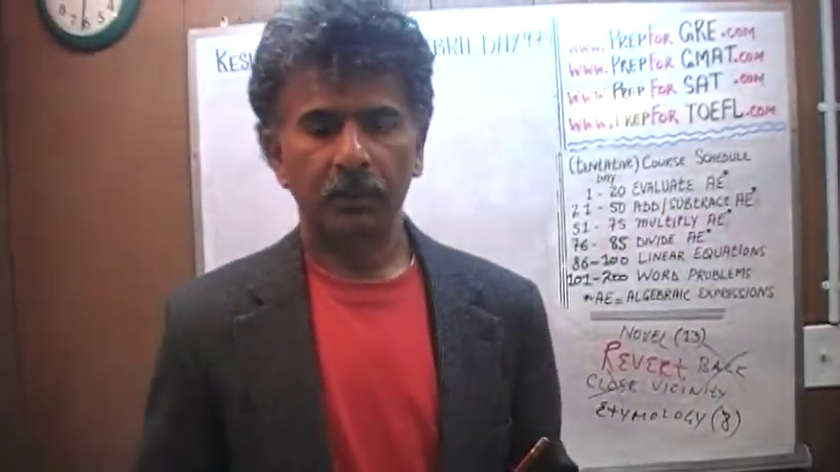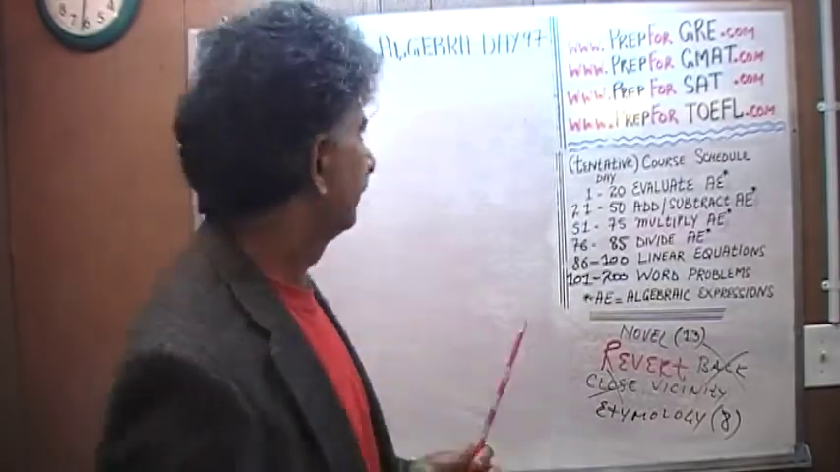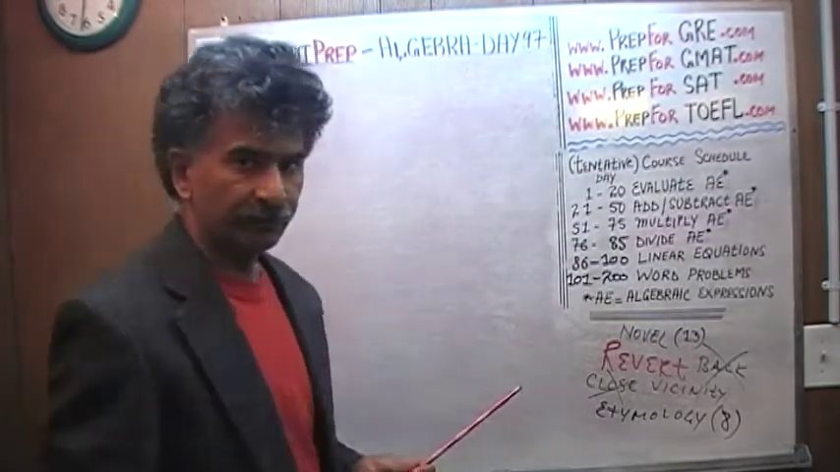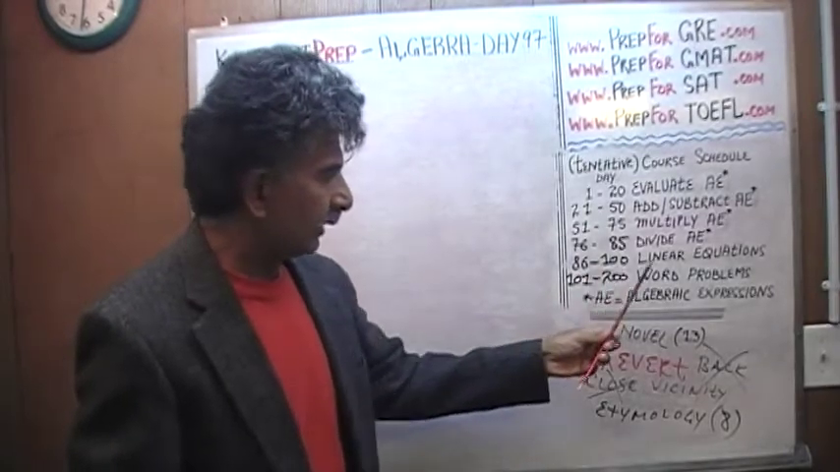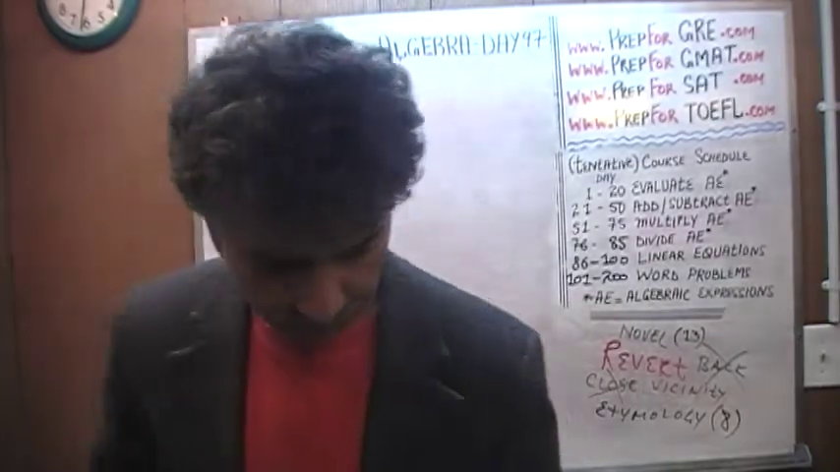We are here because we want to learn algebra. Today is our lesson number 97. We are at this stage in our semester, days 86 through 100. We've been learning how to solve linear equations. And today is day number 97. Let's see what we have for today.